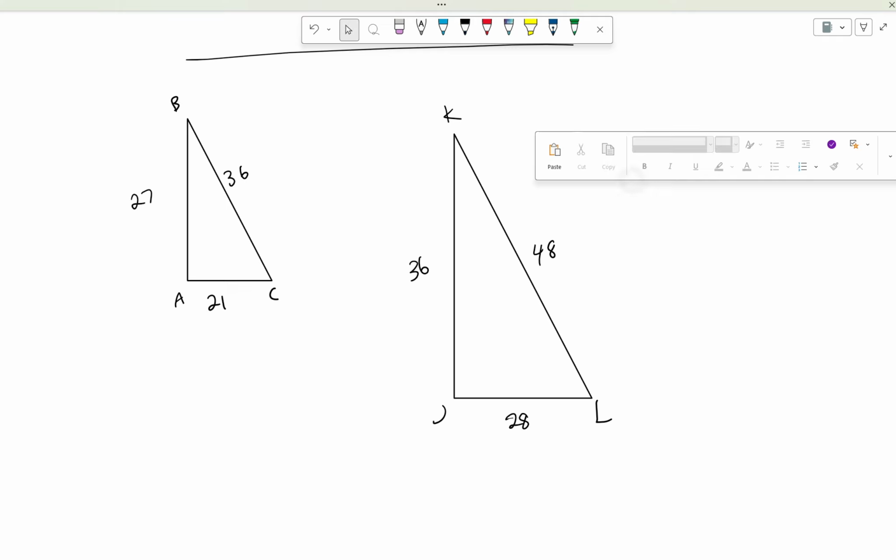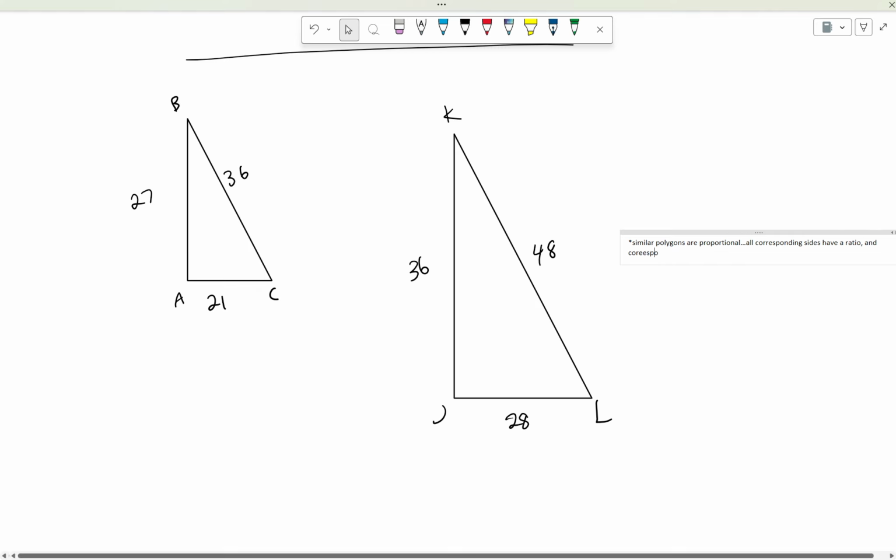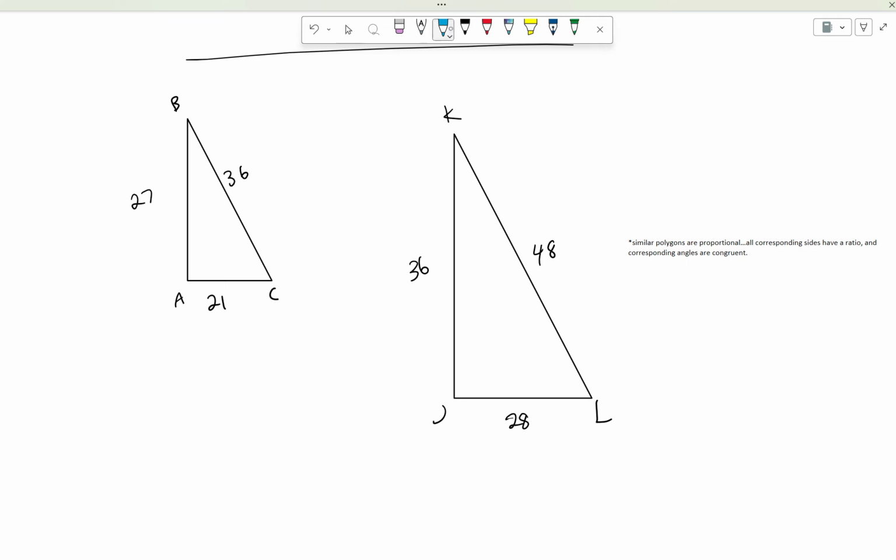So when we have similar polygons, what that means is all corresponding sides are proportional and have a ratio, and corresponding angles are going to be congruent. If I'm going to give a similarity statement here, it's that triangle ABC is similar to triangle JKL. This is my similarity statement. And this symbol here means similar. It means there's a proportion for each of these.